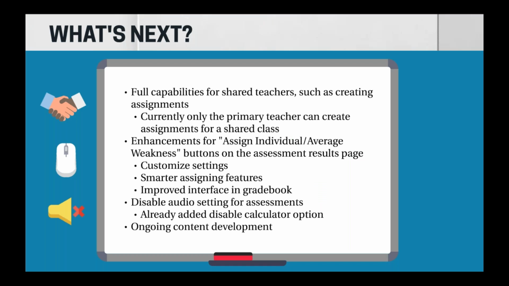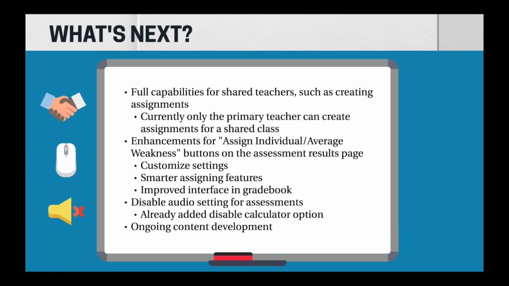First is that we plan to have full sharing capabilities for shared teachers. So if you are a secondary teacher on a class, you know that right now you can't create assignments for the class, only the primary teacher can. But we really want to go for more of a co-teaching model where both the primary and the secondary teacher are equals, in that you can both create assignments for the class. So if the primary teacher is out and the secondary teacher needs to take over, it'll be really seamless. So that is something we're working on.